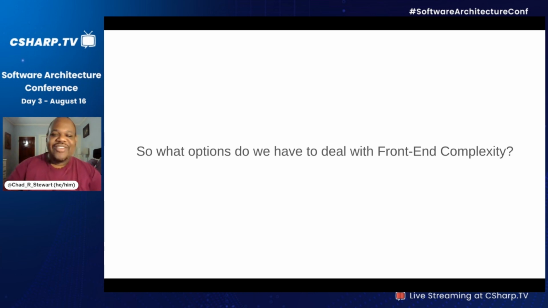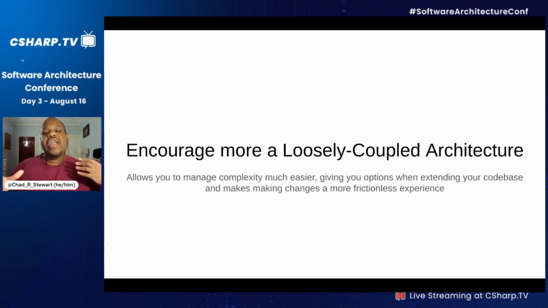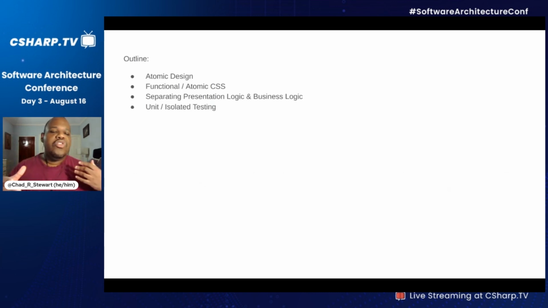But yeah, what options do we have to deal with front-end complexity? Mainly we're trying to encourage a loosely coupled architecture. What it does is help you manage your complexity, and it puts you in a position to make changes more frictionlessly. We're going to talk about some things that will help us do that with our front-end applications: atomic design, functional atomic CSS, separating presentation and business logic, and isolated testing, and how these things contribute to making a more modular application.